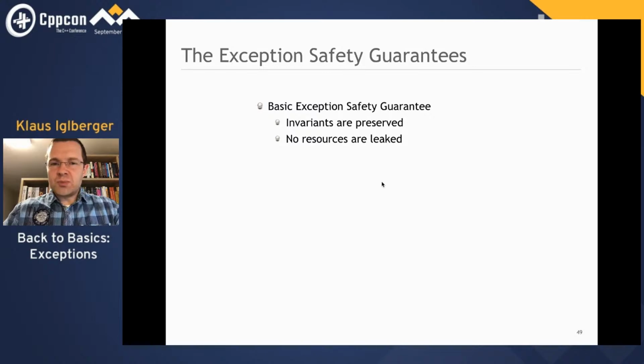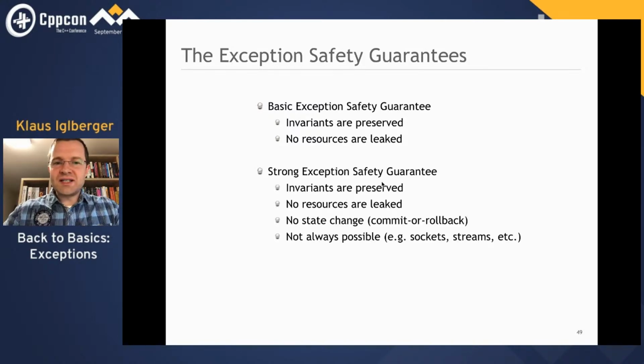If you also want to promise that the original state is preserved, then we need something called the strong exception safety guarantee. Again, it promises invariants are preserved and no resources are leaked, but it additionally promises that no state is changing. In a database, we would call this a transaction. And we also refer to this as commit-rollback semantics.